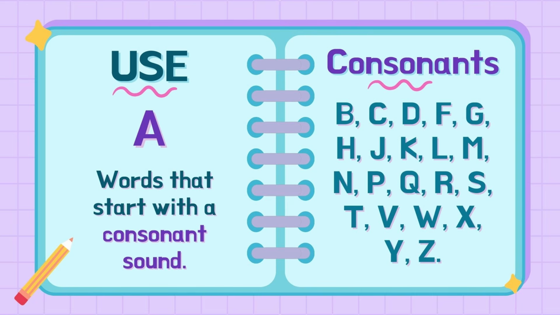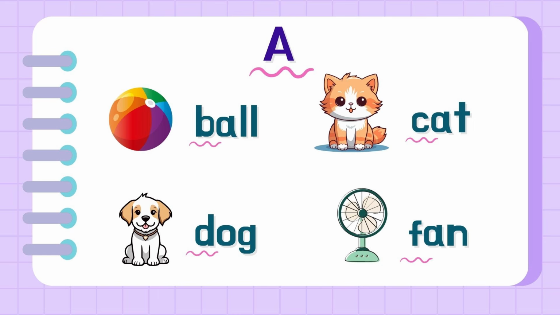A. We use a before words that start with a consonant sound. Here are some examples. Let's read the words. Ball. B is a consonant. Cat. C is a consonant. Dog. D is a consonant. Fan. F is a consonant.